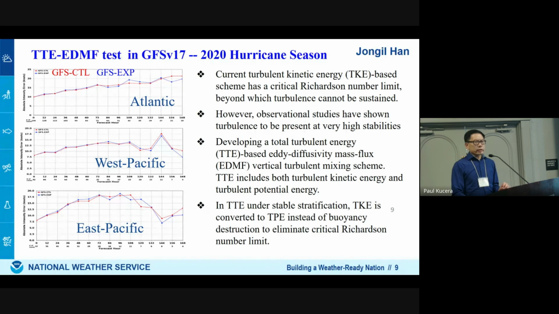This total turbulence energy estimate has been tested in GFS, developed by Jongil Han at EMC, for one season. The bottom line is it has probably close performance to the current TKE estimate. The major difference between the TKE and TTE is that it includes both the kinetic energy and the potential energy, to avoid a limit of the Richardson number that turns off the turbulence in the PBL.